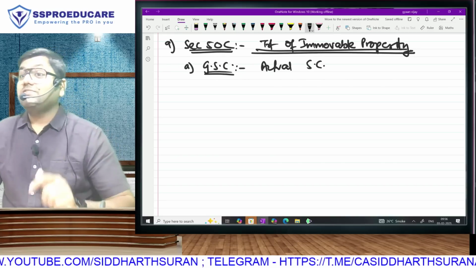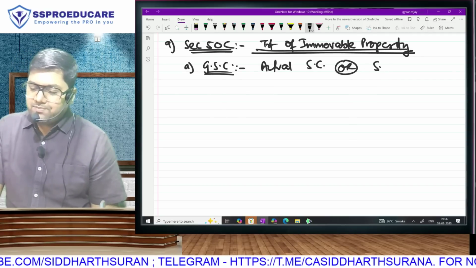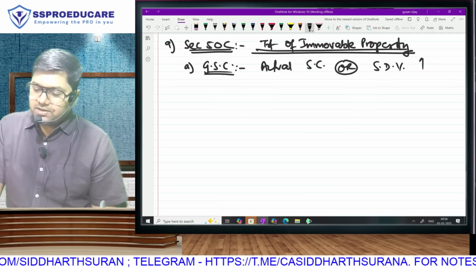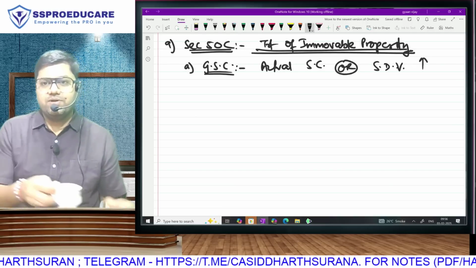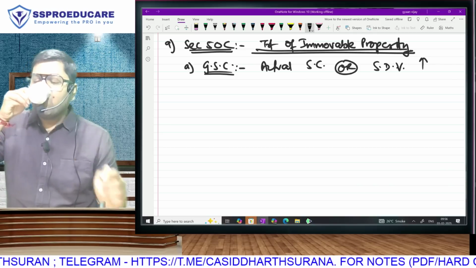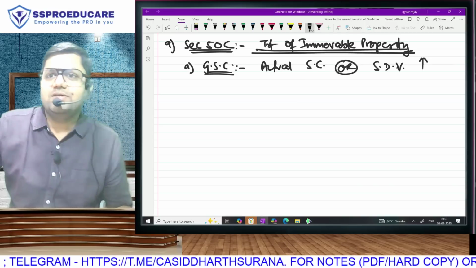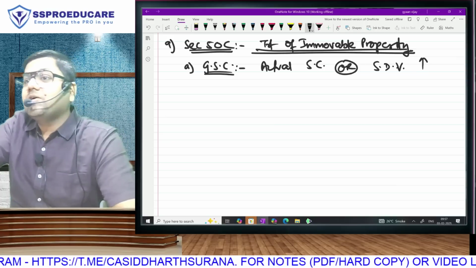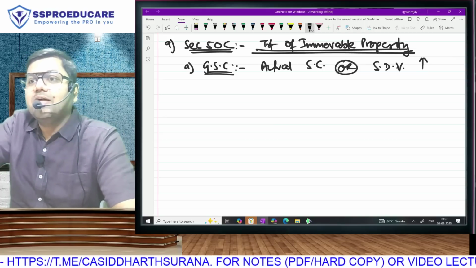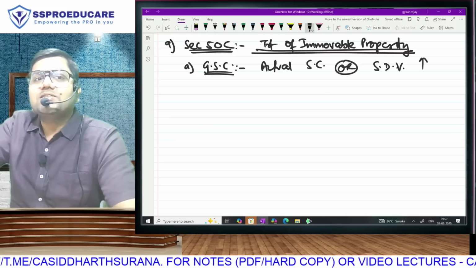Is the amount that you have received in cheque, because the cash part you are not showing, or the stamp duty value of the property, whichever is higher. Actual sale consideration or stamp duty value, whichever is higher. Stamp duty value is the market price as computed by the local authority. So, the local authority is computing two values of my property, the rent earning ability and the sale ability, and income tax law is considering both of them.